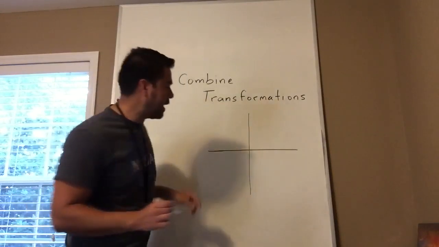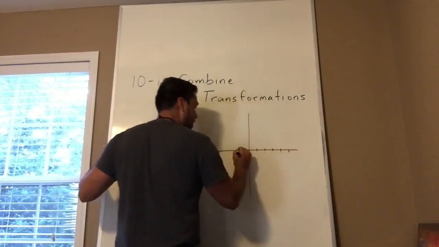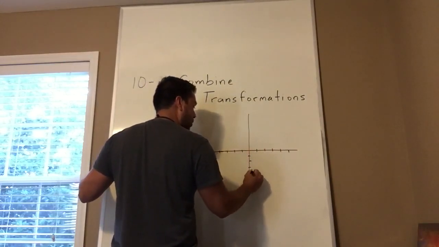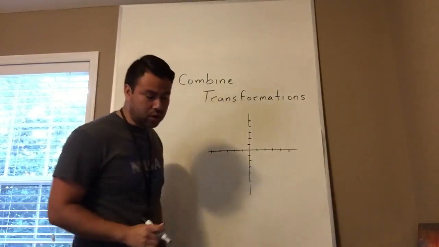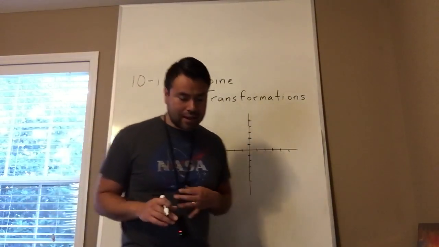If you draw me a coordinate plane, go 5 by 5 by 5. 1, 2, 3, 4, 5. 1, 2, 3, 4, 5. 2, 3, 4, 5. Okay, and we're going to draw a figure here. We're going to do two of these examples because I think you guys can handle it.